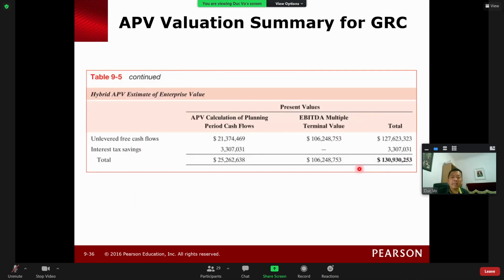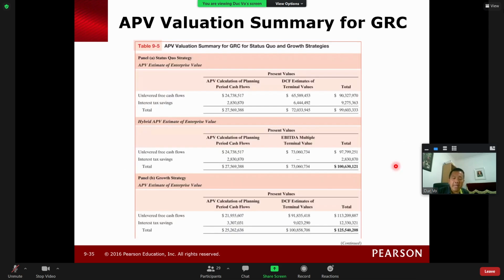And this is the summary. When you work out for this company the first 6 years using the APV, and this is using the EBITDA, you can see the total value here is 130 million compared to here about 125. So if you do the valuation and the two methods produce different values like this, 125 and 130.